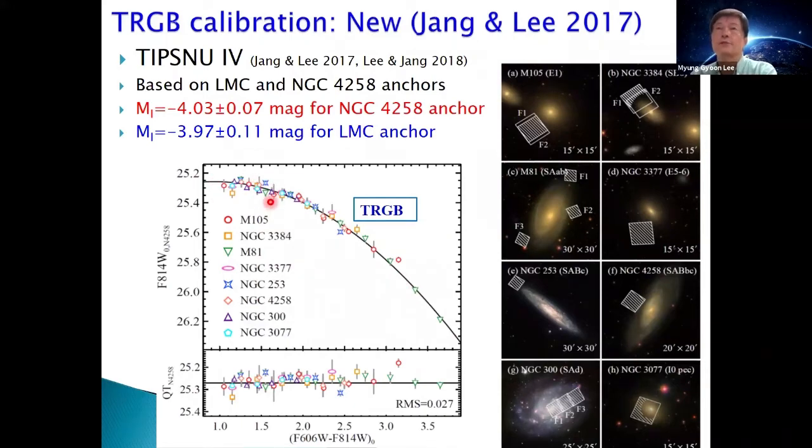For this, we had to use geometric distance anchors. One is NGC 4258, which is based on H2O megamasers. And another distance anchor is the LMC, whose distance is based on detached eclipsing binaries. So if you adopt the LMC anchor, we get an absolute magnitude of the TRGB of minus 3.97. And if you adopt NGC 4258, then this magnitude will be minus 4.03 or so.